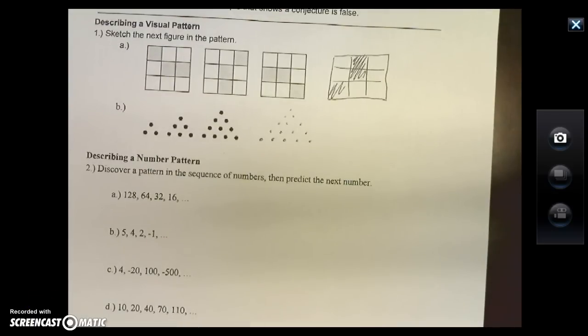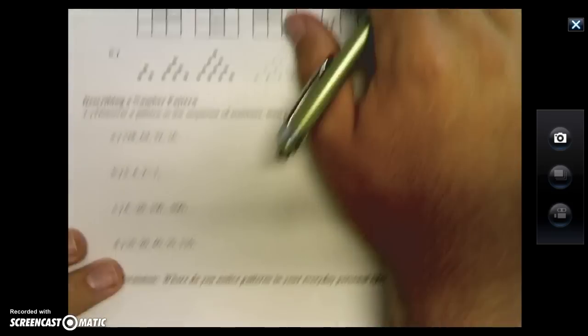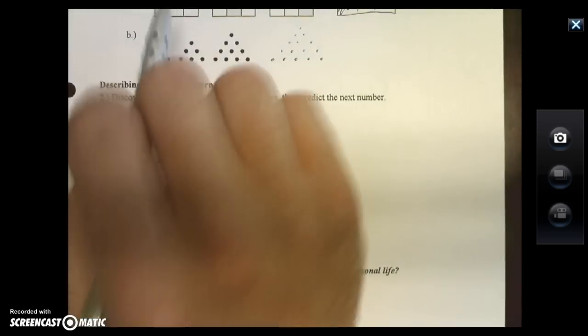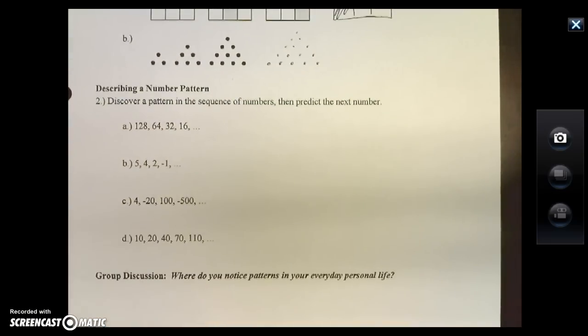Number 2. Discover a pattern in the sequence of numbers and predict the next number. Something like this, you're doing the exact same thing as with pictures, except now it's numbers. Now immediately you're thinking, oh, I don't want to do this, but it's still not as bad, okay?